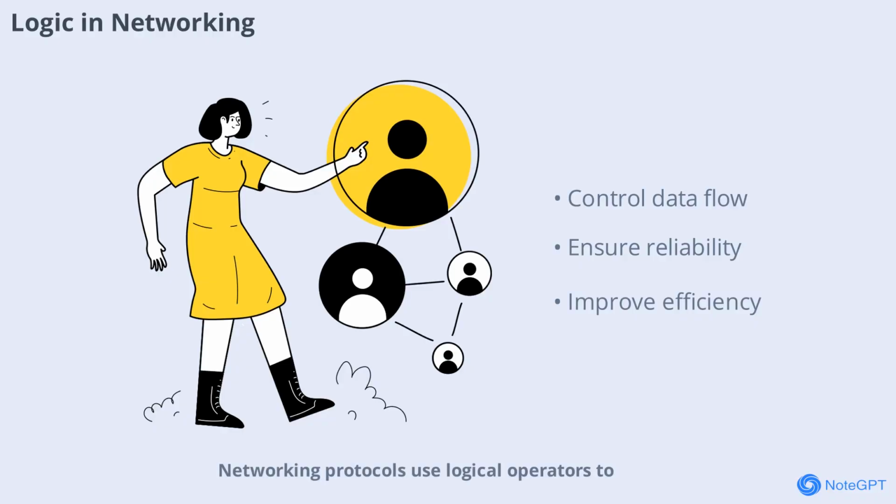Networking protocols use logical operators to determine how data is sent and received. For example, a router might forward data if the destination is reachable and the network is secure. Logical operators help ensure that communication is reliable and efficient.